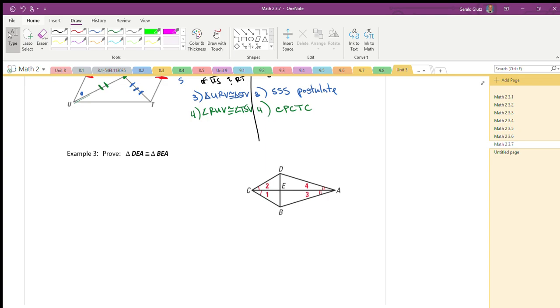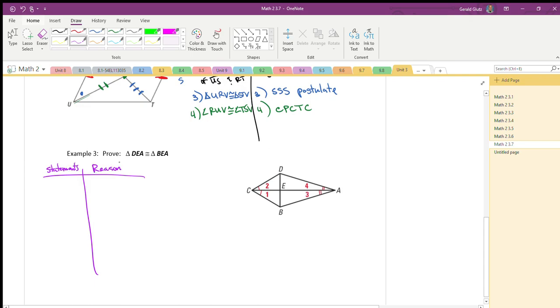This one might be kind of difficult for us. So first I'm going to do my little T-chart here, statements and reasons. So our last step will be whatever we're trying to prove. So that'll go last. Once I do that, then I'm done.